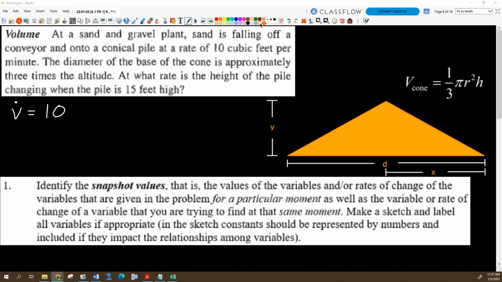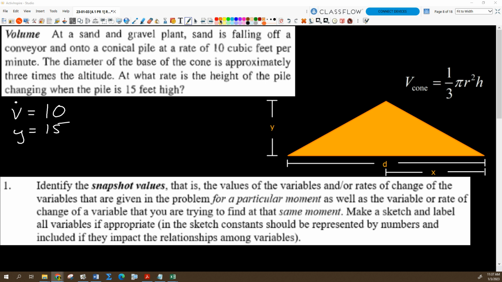Okay. What else do we know? 15 feet. Yeah, our snapshot is defined by the time when the pile has a height of 15 feet. So we called that y, didn't we? So y equals 15. What are we trying to find? H dot, right? That makes sense? Well, what do we call it? Y dot, right? The height, we're calling the height Y.